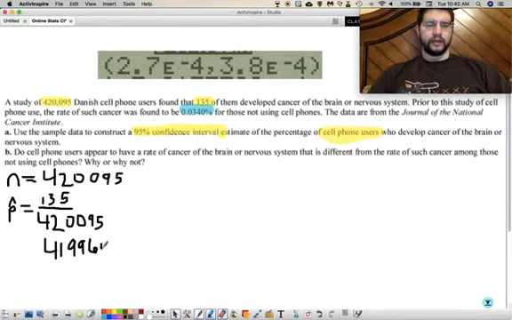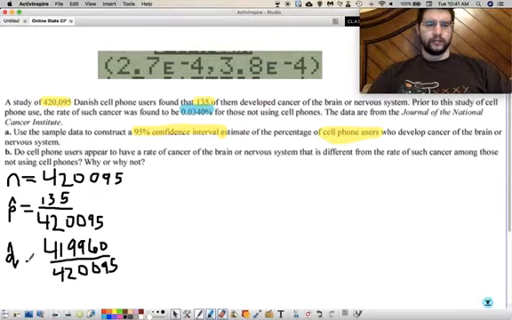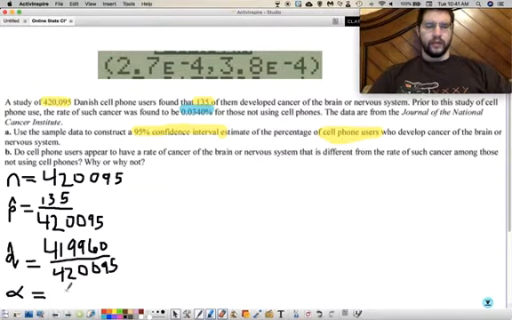Now, why did I do that? Well, I could figure out what q hat was. Remember, p hat and q hat are complements. So there's p hat, there's q hat. We also need alpha. Alpha is 0.05, looking at our 95% confidence interval.